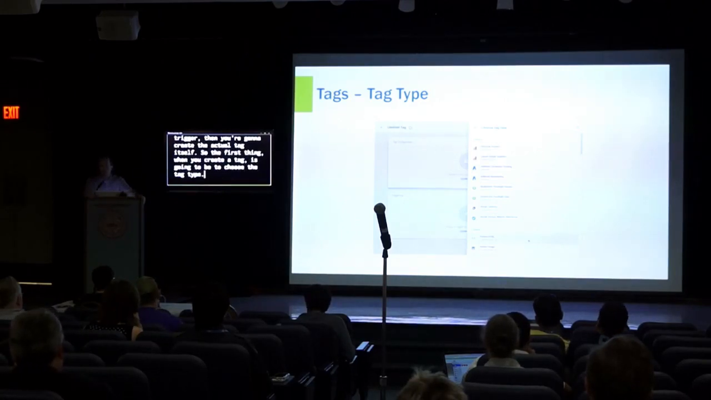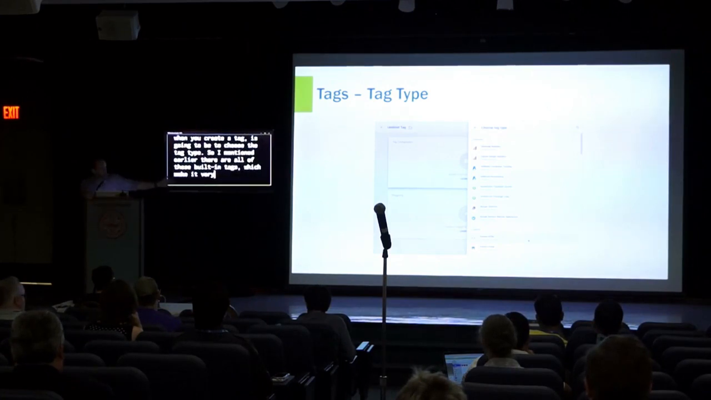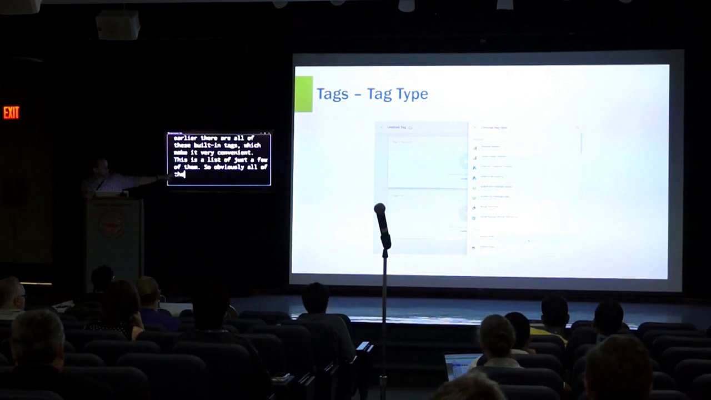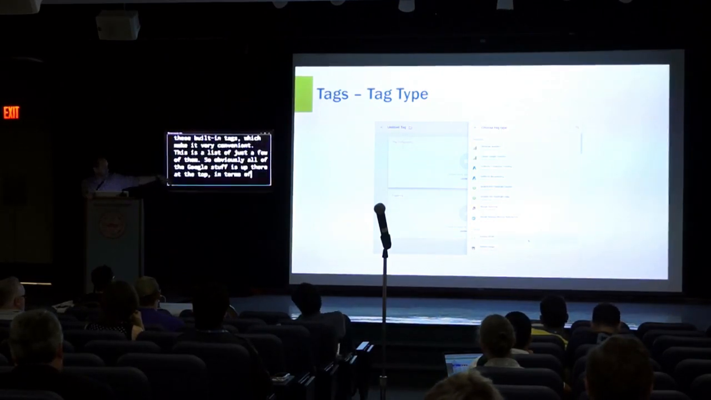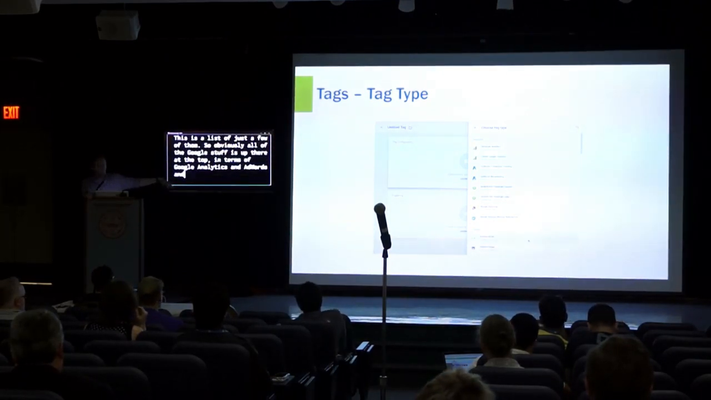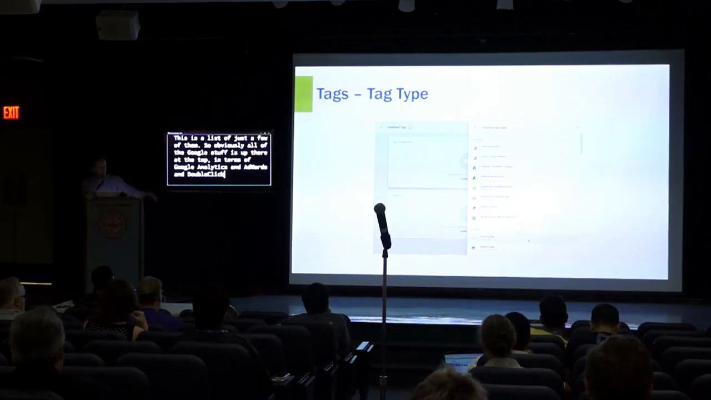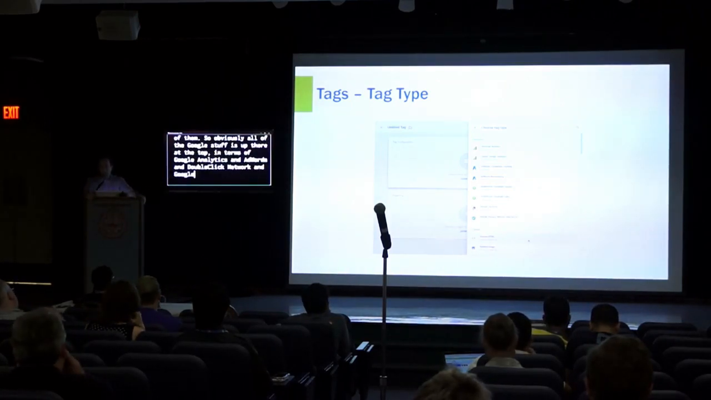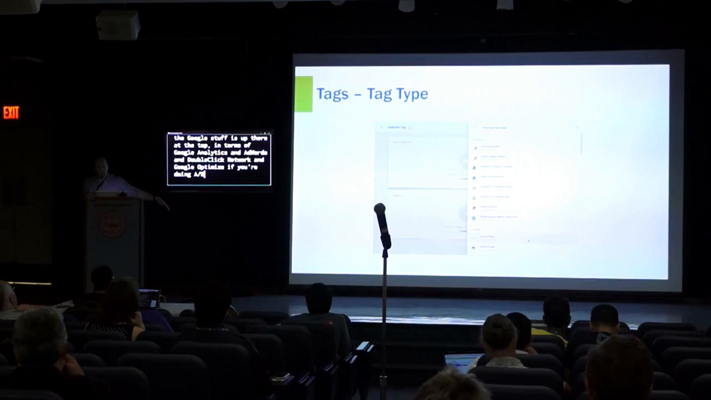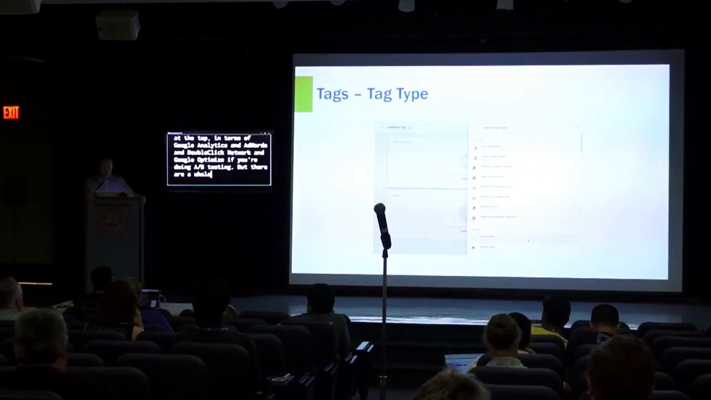I mentioned earlier there are all of these built-in tags, which make it very convenient. This is a list of just a few of them. Obviously all of the Google products are up there at the top: Google Analytics, AdWords, DoubleClick Network, and Google Optimize if you're doing A/B testing. But there are a whole bunch of other third-party tools. If you scroll down this list, there are probably 30 or 40 of them.